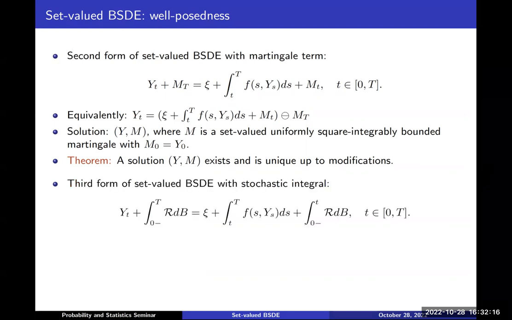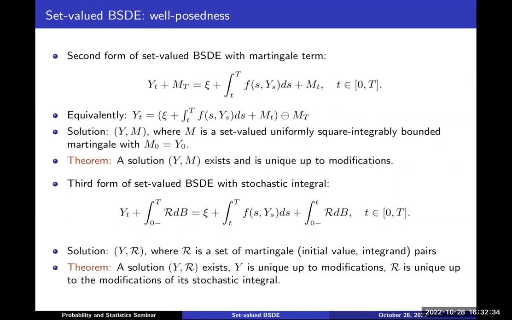And finally, with the stochastic integral theory, we can make those terms explicit, 0 to P, 0 to capital P. So we can show that there is a solution with a Y part and then R. So we just make those martingale terms as stochastic integrals. So that is the third form I'd like to show you. And these are the results, the main results that we have.